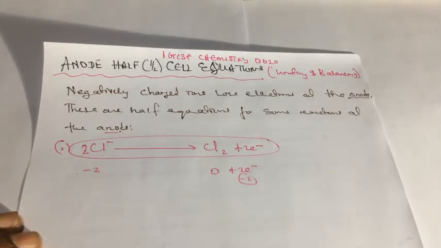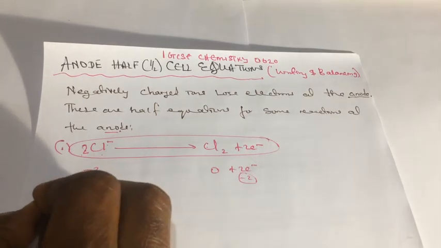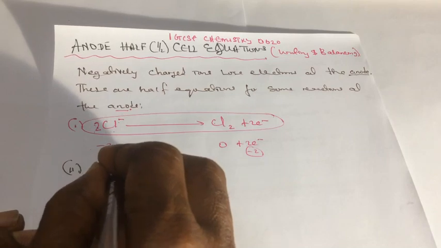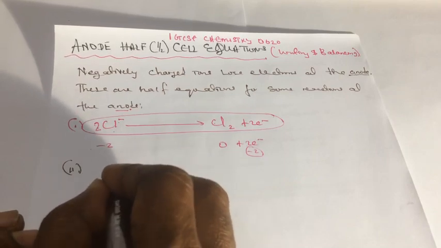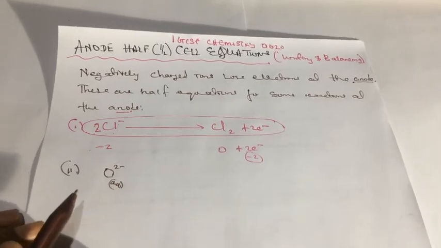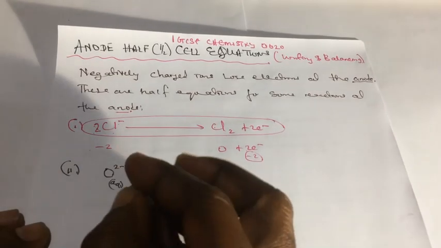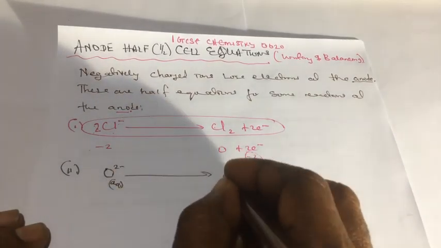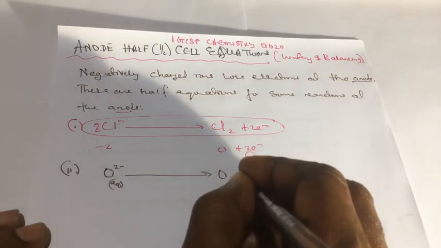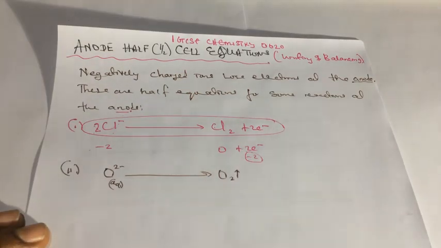Anode. Let's look at others. Now, if you look at the oxide ion, from the electrolyte, one of the anions there, the oxide ion, which is an anion, goes to the anode, and you find bubbles. This is a gas bubble at the anode.